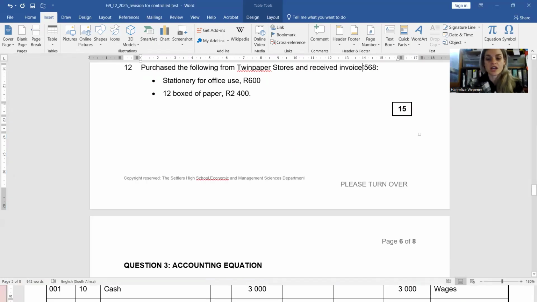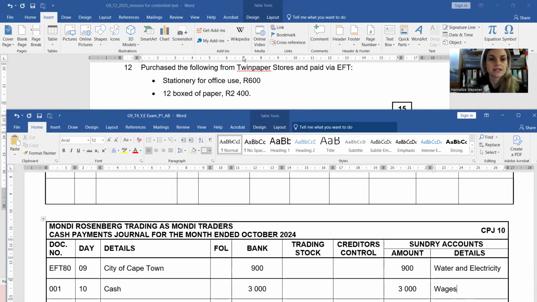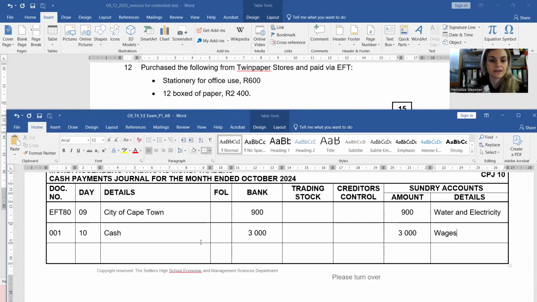Right, then on the 12th, purchased the following and received an invoice. So I'm just going to change this and I'm going to say and paid via EFT, because this was the creditor's transaction, but you aren't doing that yet. So purchase the following and paid via EFT. So you purchase, first of all, and paid via EFT. So document number is EFT, following on the previous EFT number. Yes, 81 was right. This happened on the 12th.